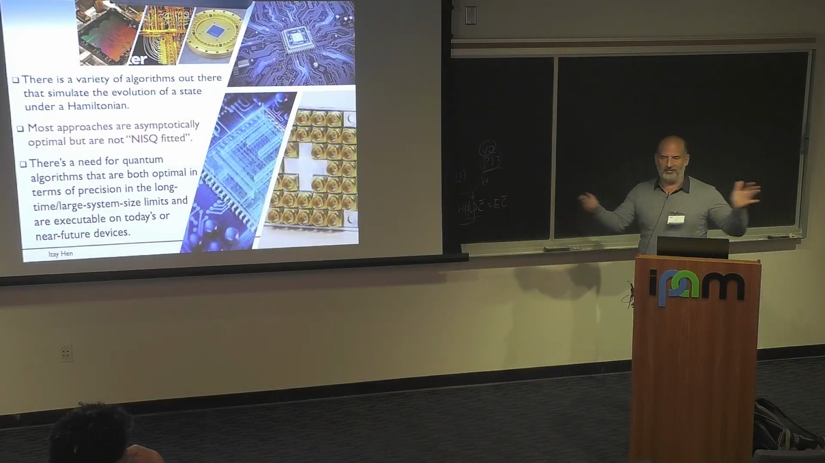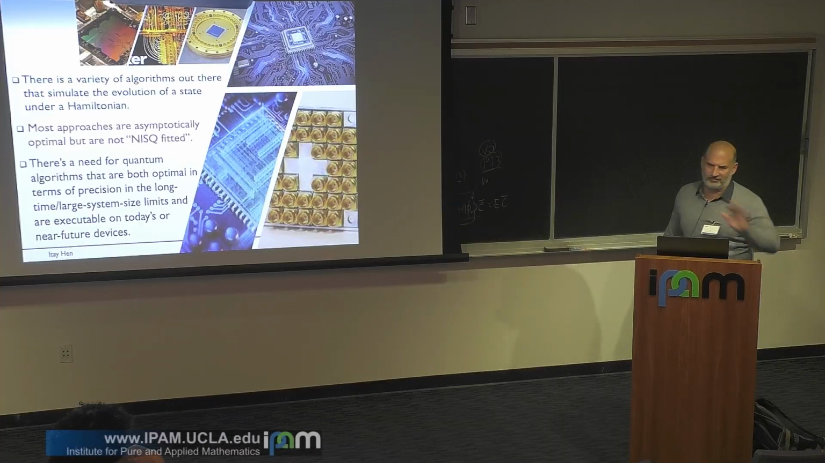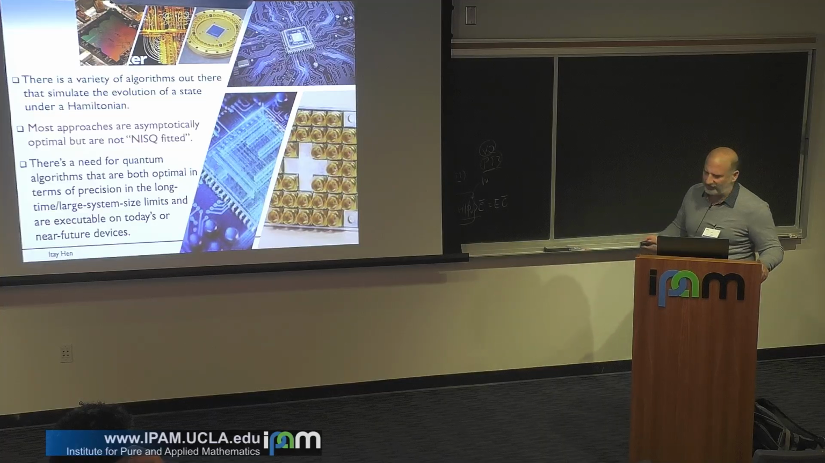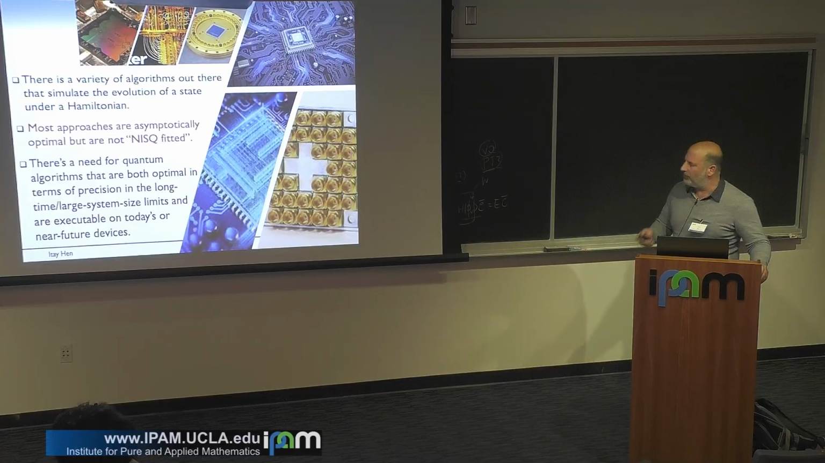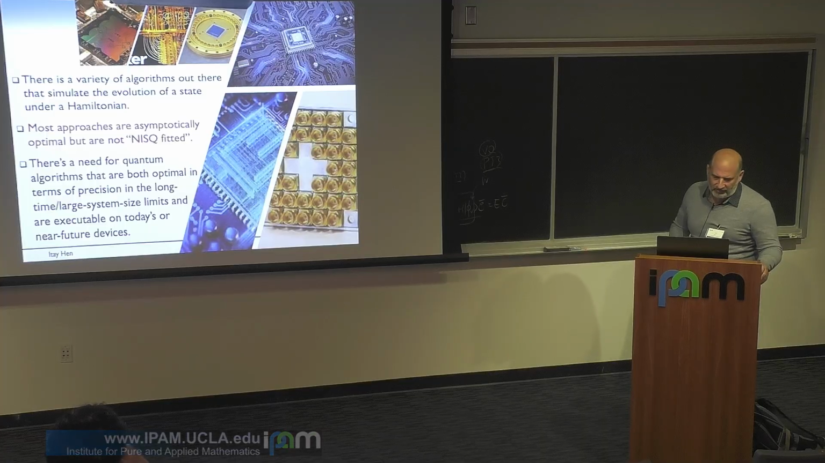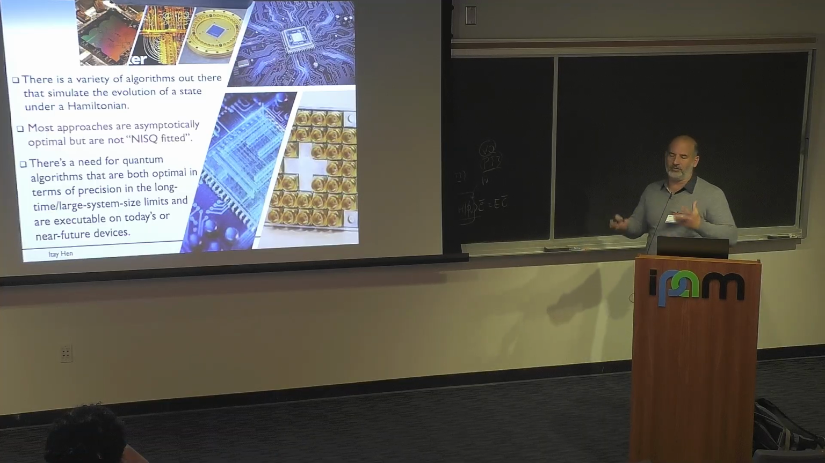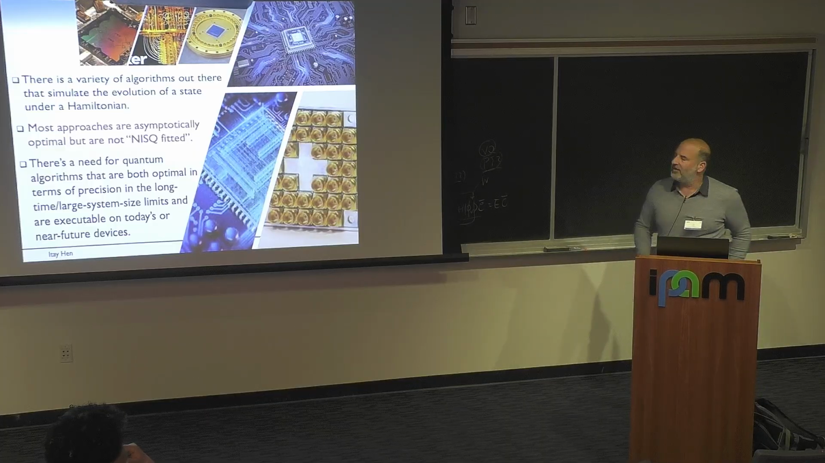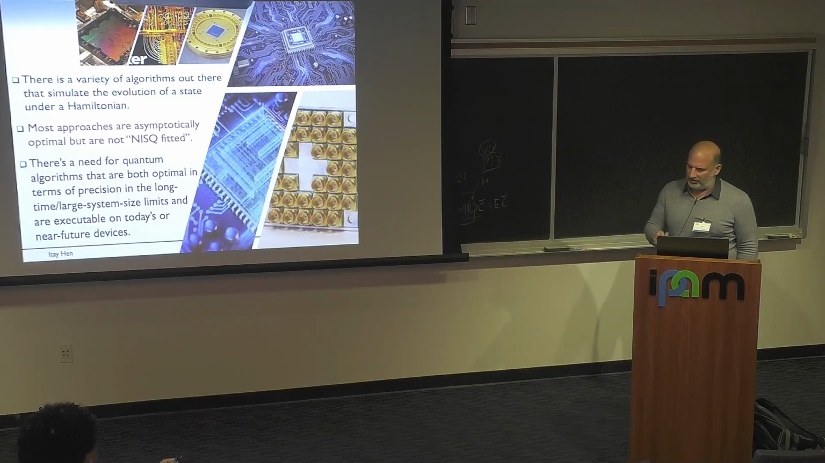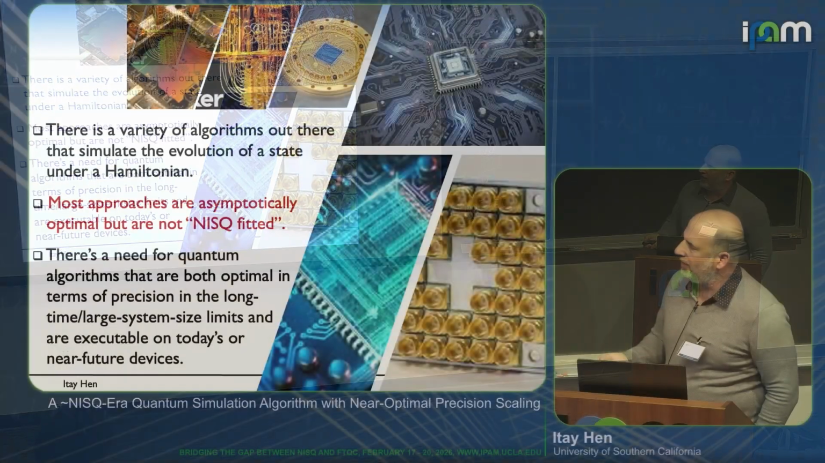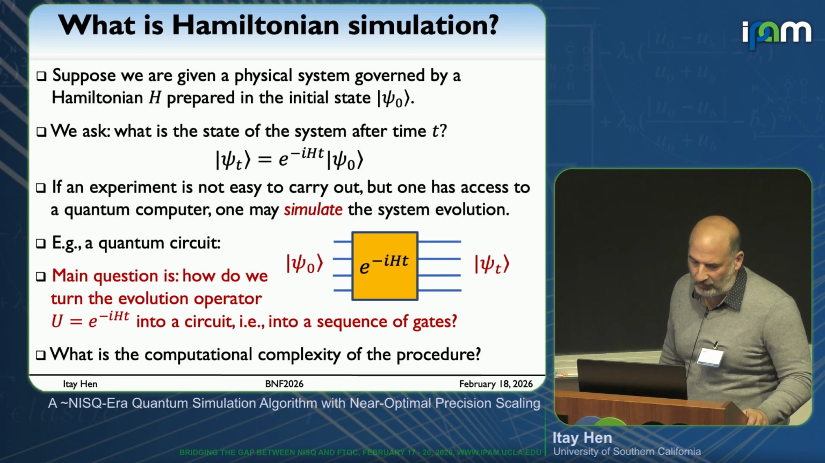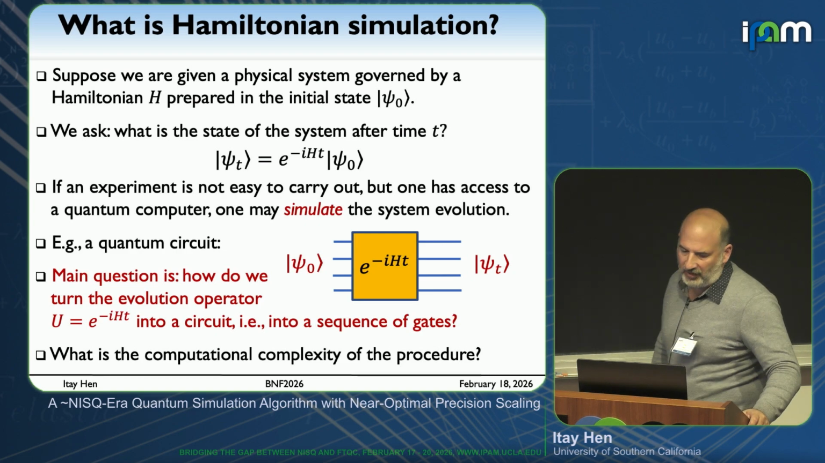The depth of the circuit is just too much for a 20 qubit, 100 qubit machine. And so we were wondering whether there is a need to have an algorithm that is both asymptotically optimal and also we can put on a NISQ device. That's the idea. So what is Hamiltonian simulation?